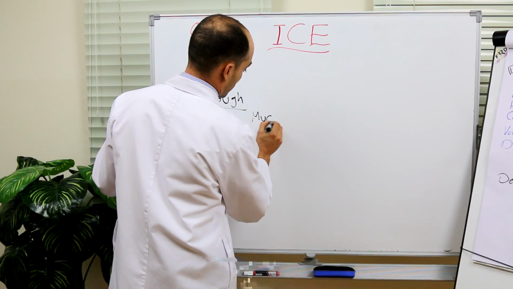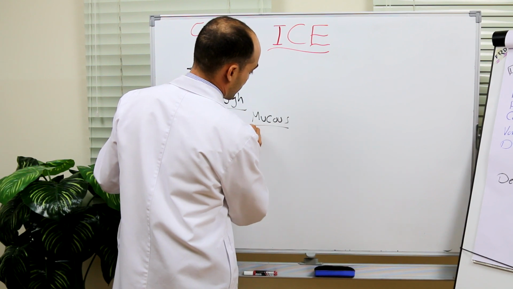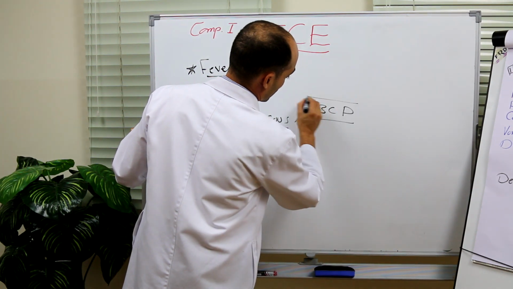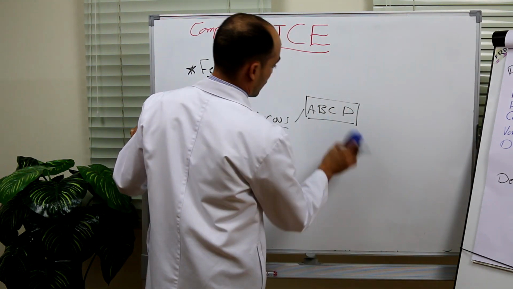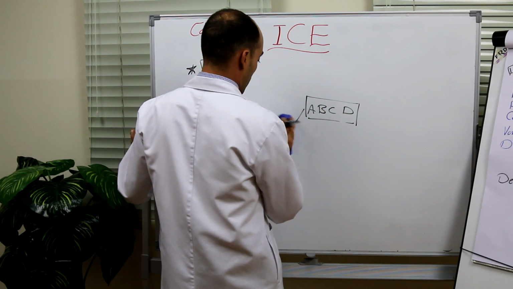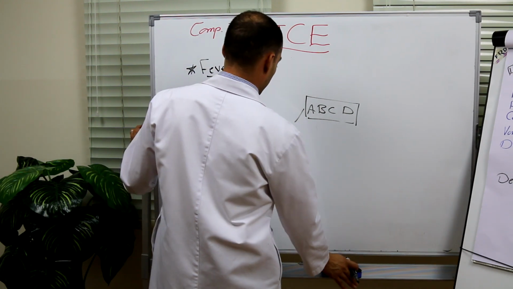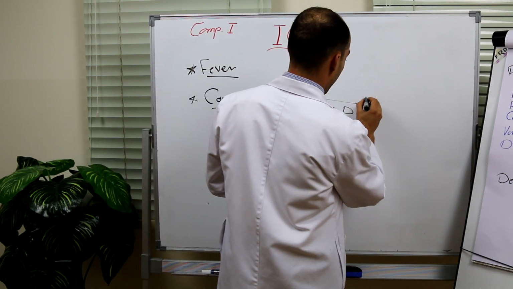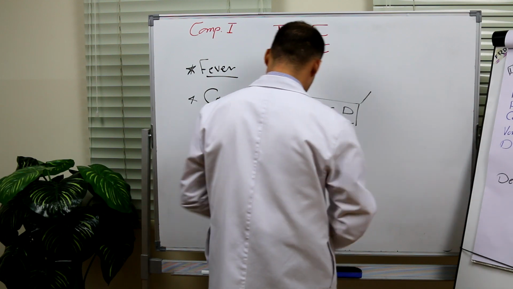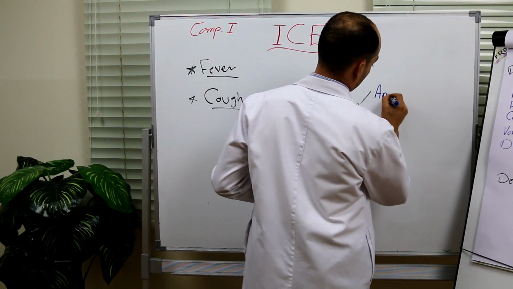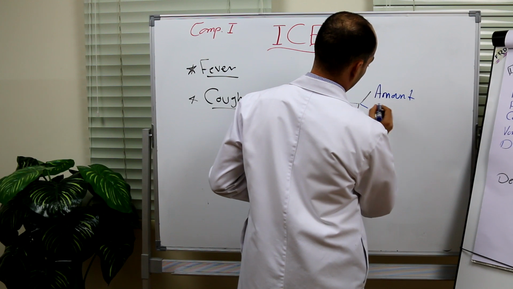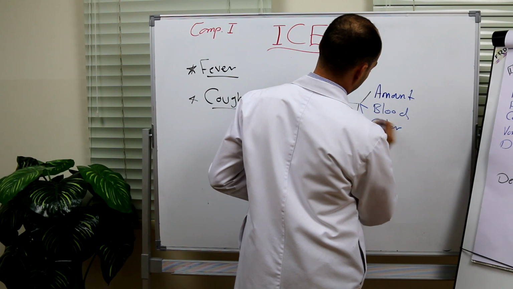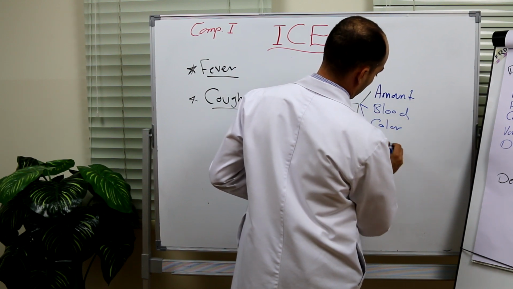And if this is mucus, A, B, C, D. For any secretion that comes out of the body, you are going to deal with it like A, B, C, D. Okay? A, B, C, D. A for amount. B for any blood. And C for the color. And D for odor, if you have.